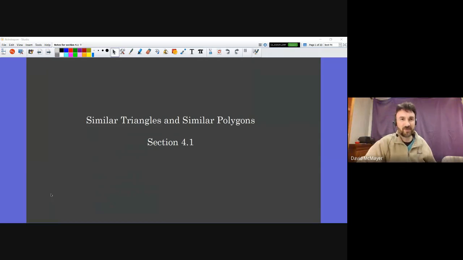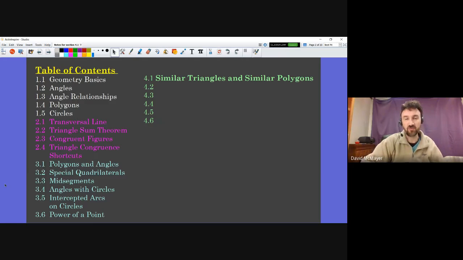Hello, hello. We are here talking about Unit 4. We're going to open up Unit 4 with Section 4.1, Similar Triangles and Similar Polygons. Why don't you go ahead and get your notebooks out. Let's turn to the Table of Contents section of your notebooks, and we're going to add an entry for 4.1, Similar Triangles and Similar Polygons.